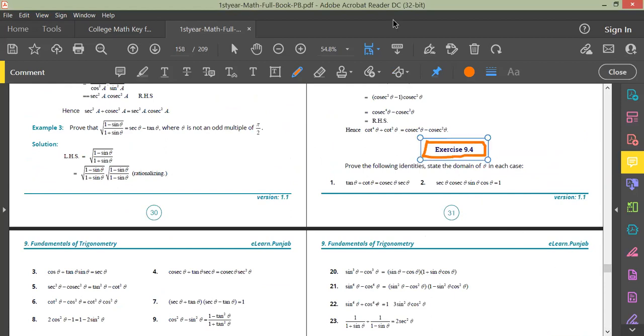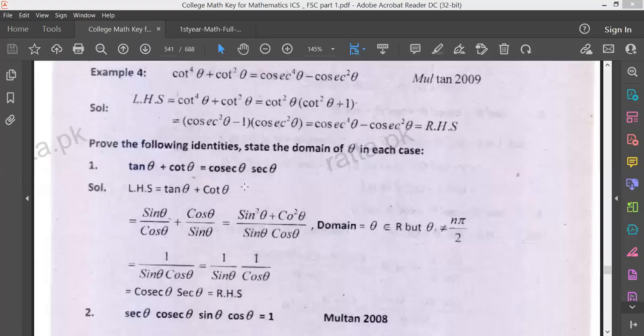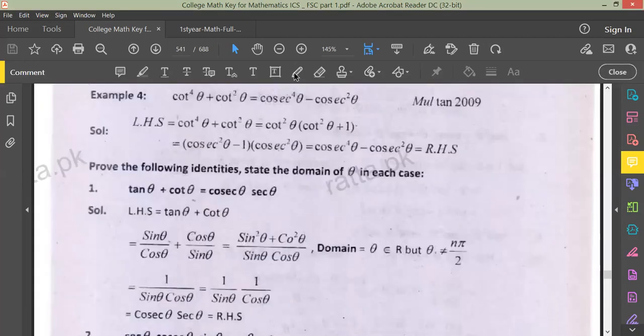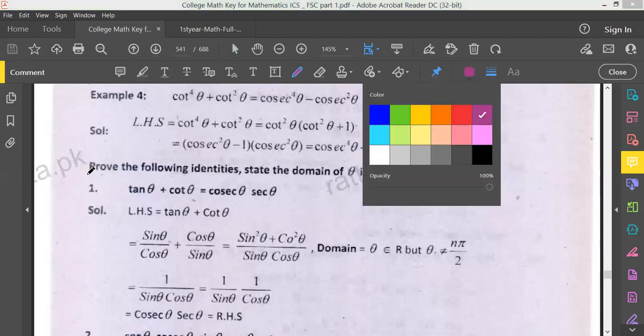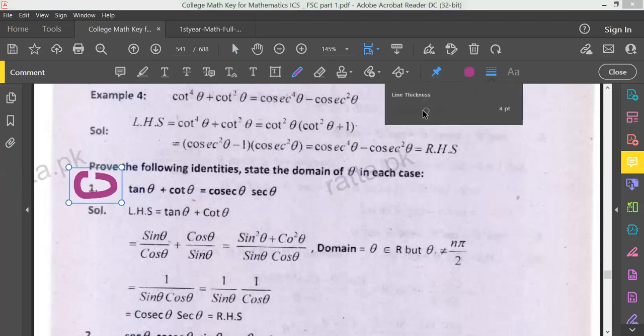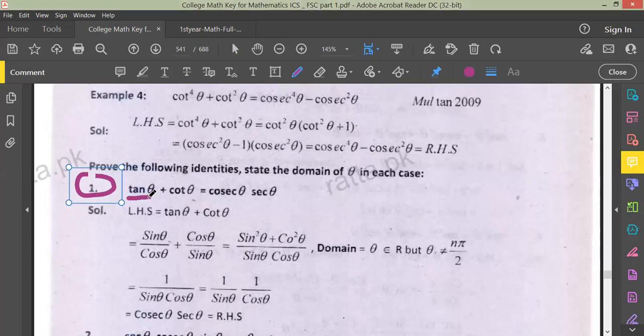So to discuss 9.4, we will share exercise 9.4. Today we will discuss exercise 9.4. The first question of exercise 9.4 is: tan theta plus cot theta is equal to cosecant theta secant theta.